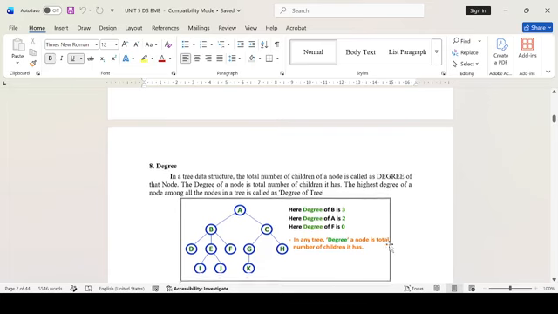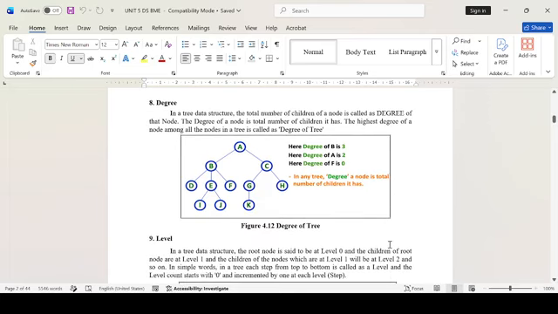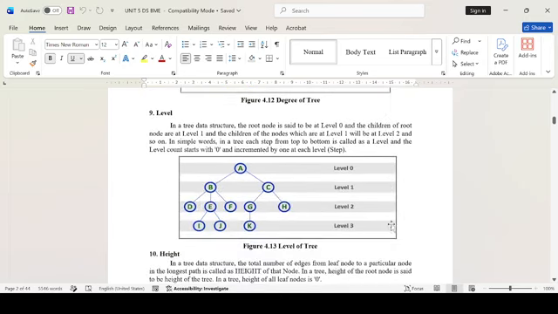The next term is degree. The degree of a node is the total number of children it has. The highest degree among all the nodes in the tree is called the degree of the tree. Then level. The levels of the tree start from 0 and go up to level 1, 2, 3, 4 and so on.